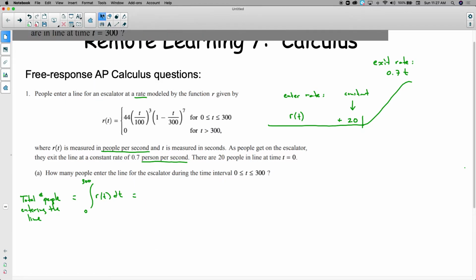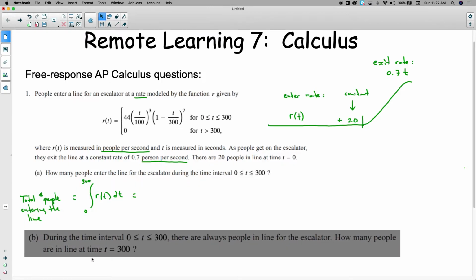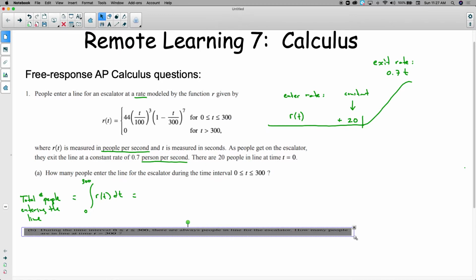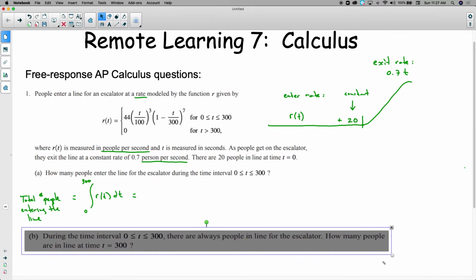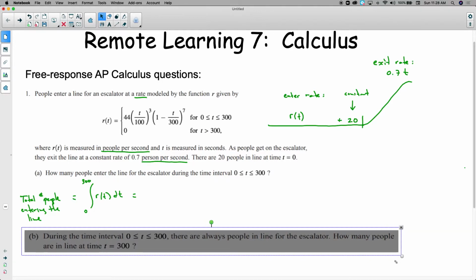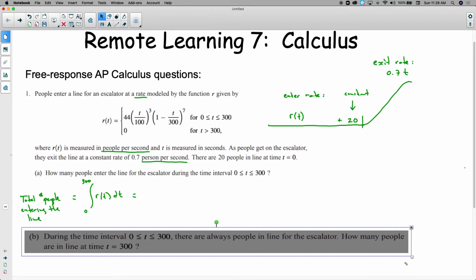And it looks like I can just fit this in down here. Make it a little bit smaller. Okay, so during the time interval 0 to 300, there are... I don't really like how it's now off center. Okay, during the time interval 0 to 300, there are always people in line for the escalator.